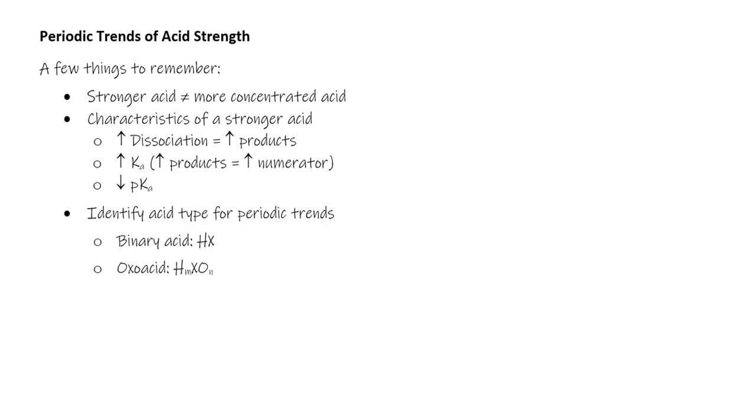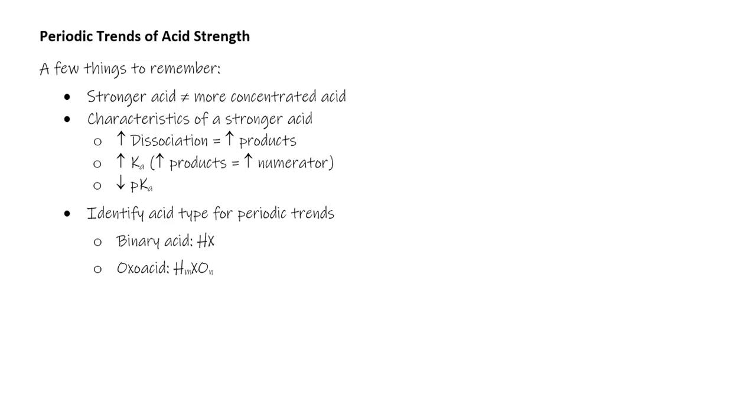This video will cover periodic trends in acid strength for binary acids and oxoacids. A binary acid consists of hydrogen and one other element. An oxoacid contains hydrogen, one or more oxygens, and a central element. With oxoacids, the acidic hydrogen is bonded to an oxygen, and the oxygen is attached to the central element.